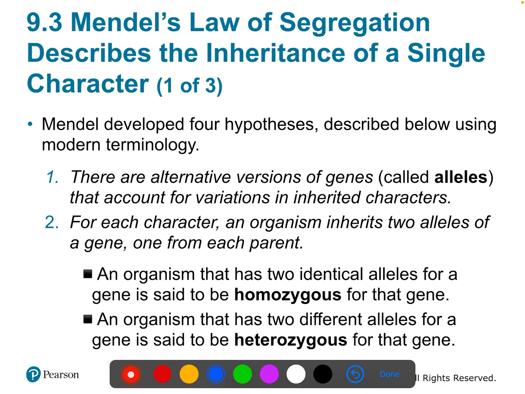Now, from his work with the humble pea plant, Mendel came up with some different laws that we still recognize and acknowledge today. And so these are some hypotheses that he came up with. First, there are different versions of genes, or alternate versions of genes, and we call those alleles, that account for the variations in inherited characters, the thing that we see in the offspring. For each character, an organism inherits two alleles for a gene, one from each parent, one from the paternal side, one from the maternal side.